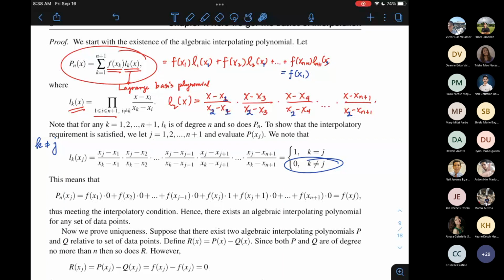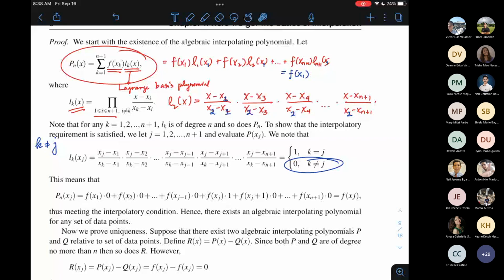Lagrange basis polynomial. Kasi nga, pag nag-plug in ako ng mga x sub j's, yung mga data points o yung mga abscissas na given, lagi lamang 1 or 0 yung value ng kth Lagrange polynomial. Nagiging 1 lang siya kapag parehas yung indices ng Lagrange basis at saka ng abscissa. Kung magkaiba, equal siya kay 0. Tapos medyo madaya ito. Bakit siya madaya?